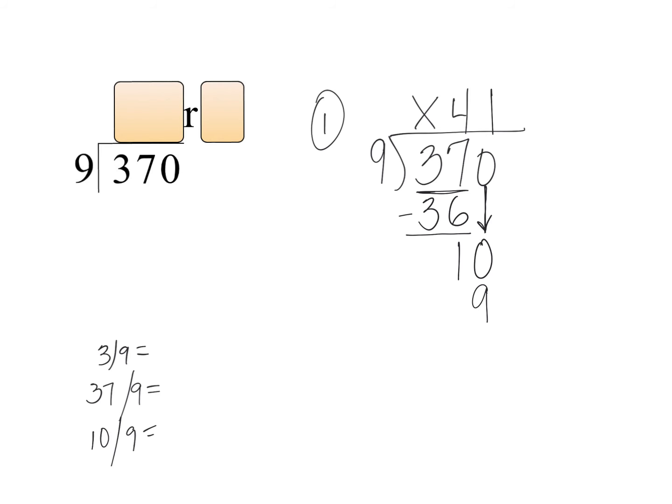Next you subtract. What do we get? 1. Fourth step, bring it down. When there's nothing left to bring down, that's our signal that we're done, right? So we have 41, remainder 1.